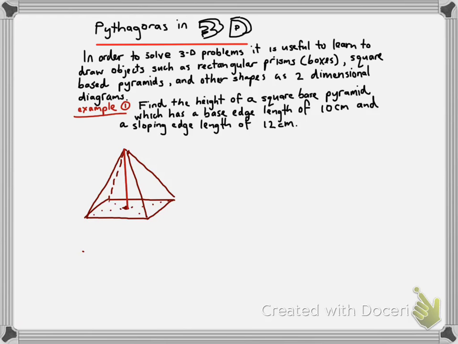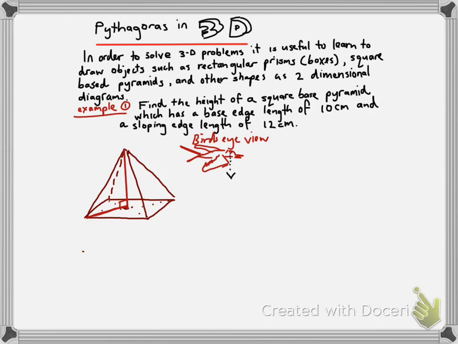Now what we're after here is the height, so we'll mark that in from the vertex down to the centre of the base, and we're going to form a triangle here which is a right angled triangle. Now we know that in order to solve this triangle, in other words, in order to find the height of that triangle, we need the sloping edge, and we'll need half of the diagonal of the base.